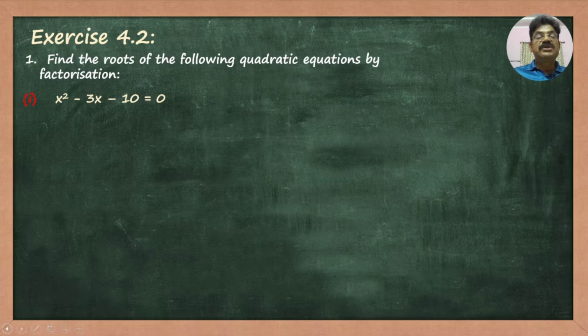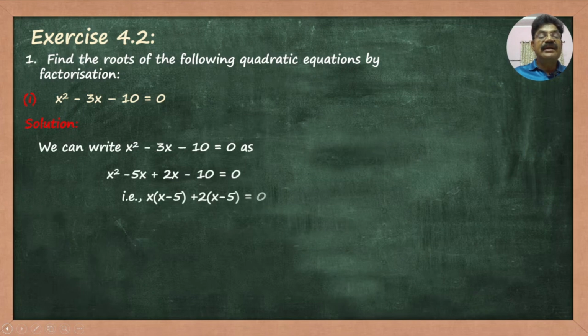Minus 5 plus 2. Minus 5 plus 2 is minus 3. Minus 5 into 2 is minus 10. Therefore, I write the given quadratic equation as x square minus 5x plus 2x minus 10 is equal to 0. You can write in the other way also. X square plus 2x minus 5x minus 10 is equal to 0. In any manner you can write, no difference.